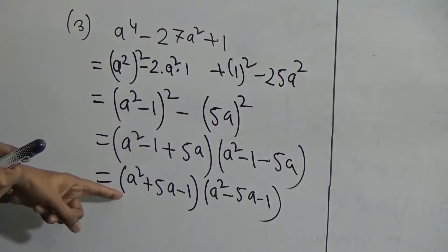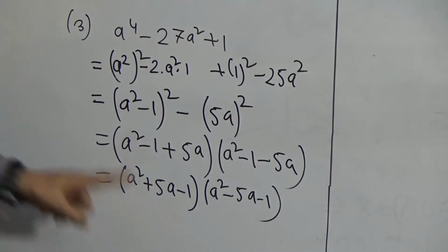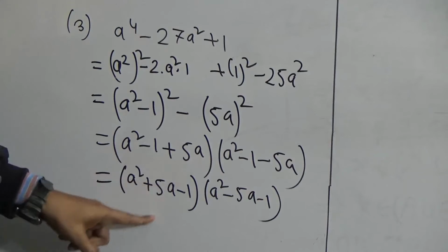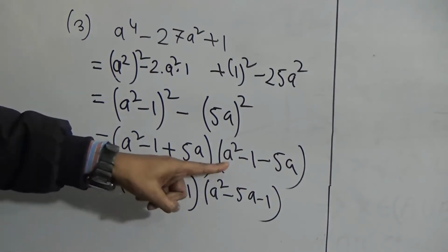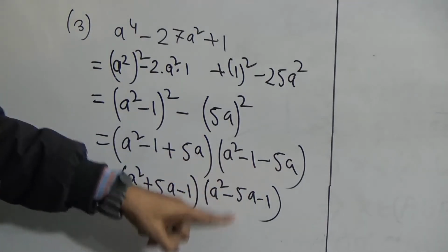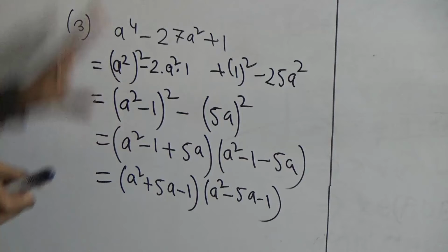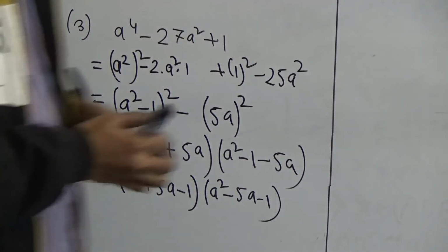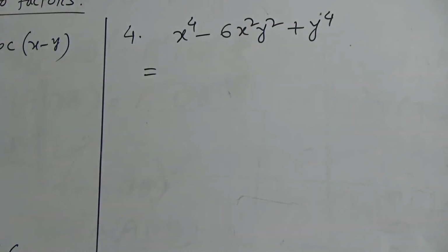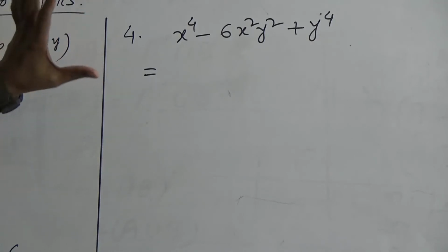That means we have arranged here. Okay. A square plus 5a minus 1, a square minus 5a minus 1. Okay, student, this is our required result. Now I will solve question number 4. Question number 3 and 4 are almost the same.